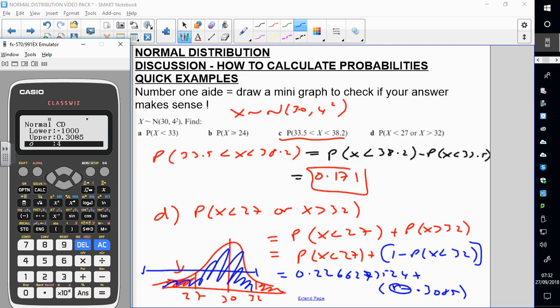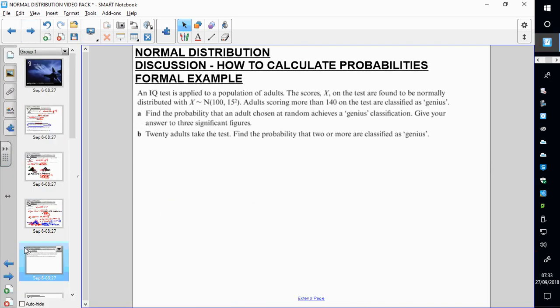Okay? Add those together. So 0.3085 plus 0.2266. And we get 0.5351. So I am doing it in the stats function already to kind of save time, but you've got to be careful with your rounding. So really I should always give it to 3 sig fig because this calculator always does it to 3 sig fig. Okay, how are we doing for time?